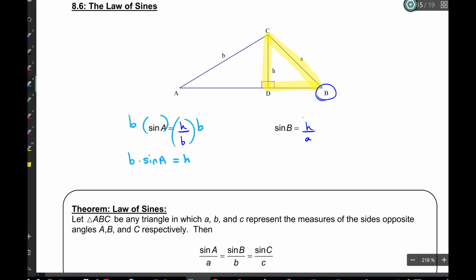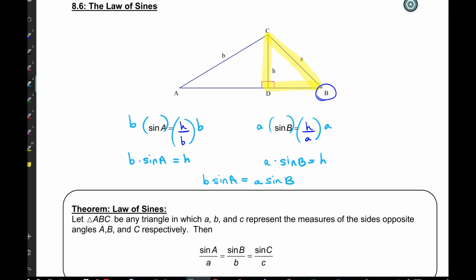And then do the same thing over here. So I'm going to multiply both sides by A. So A times the sine of B is equal to H. So B times the sine of A is equal to A times the sine of B. Okay, I'm just basically using substitution. Right? If both of these are equal to H, then that means they have to be equal to each other.